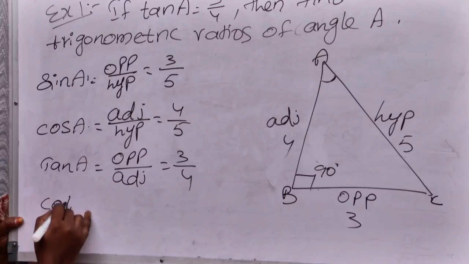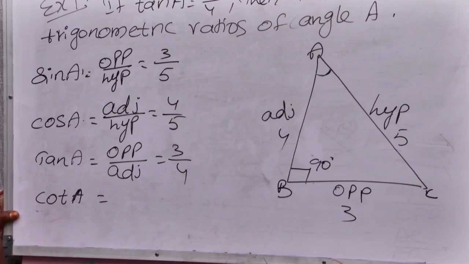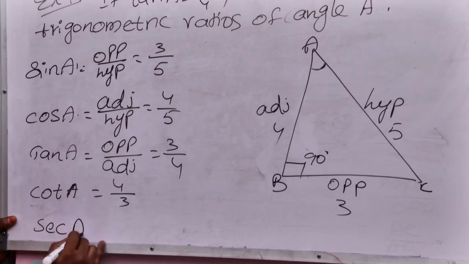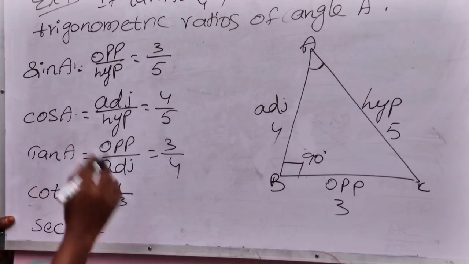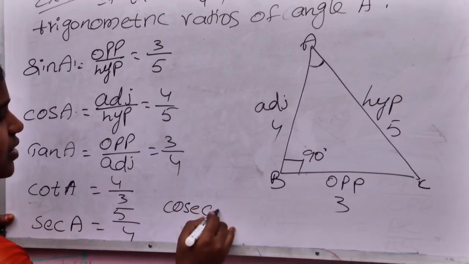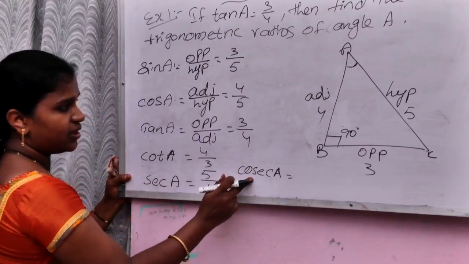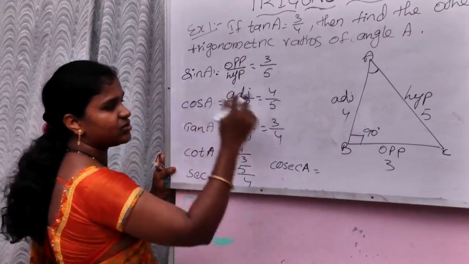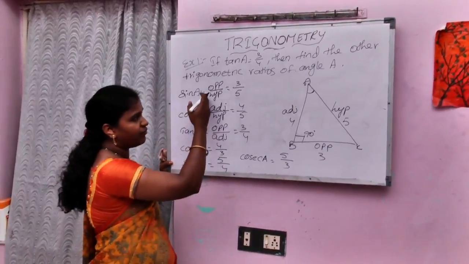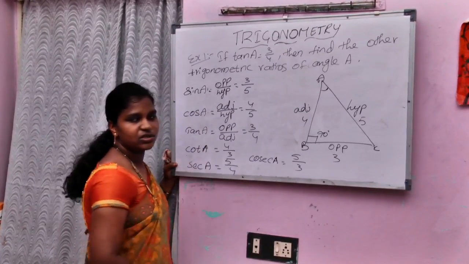Next one, cot theta. What we mean by cot A, acute angle is considered here as A. So cot A is just the reciprocal of tan A. Reverse the value, that is 4 by 3. Next, secant A. Secant A is the reciprocal of cos A, that is 4 by 5. So reverse, 5 by 4. And cosecant theta. So acute angle we have considered A. So cosecant A is nothing but the reciprocal of sin A. So 5 by 3. So by knowing one of the trigonometric ratios, we found the other trigonometric ratios. Those are sin, cos, tan, cot, secant and cosecant.